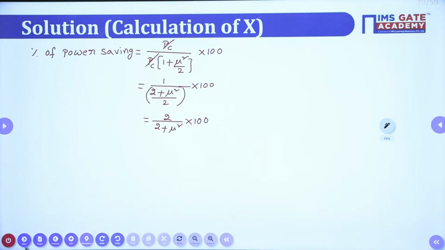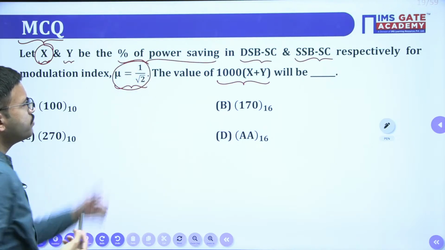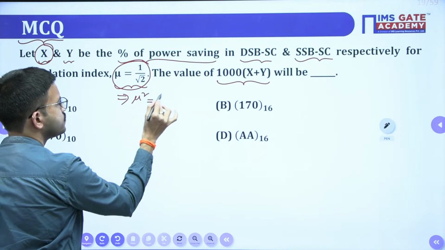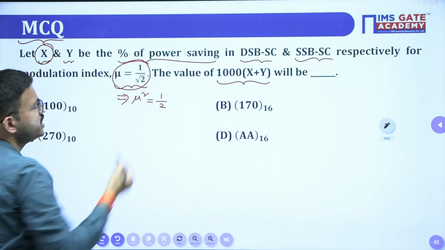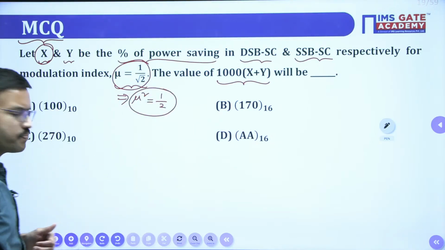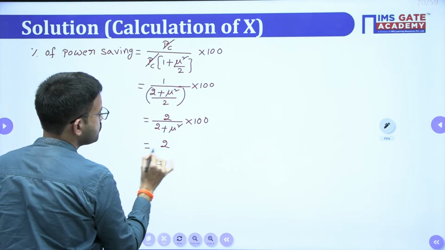And in the question, regarding the mu value, they have given 1 by root 2. So that means mu square value will be 1 by 2. If you perform squaring on both sides, root and square will get cancelled. So you will get mu square value as 1 by 2. So you can substitute here. Mu square value is 1 by 2.